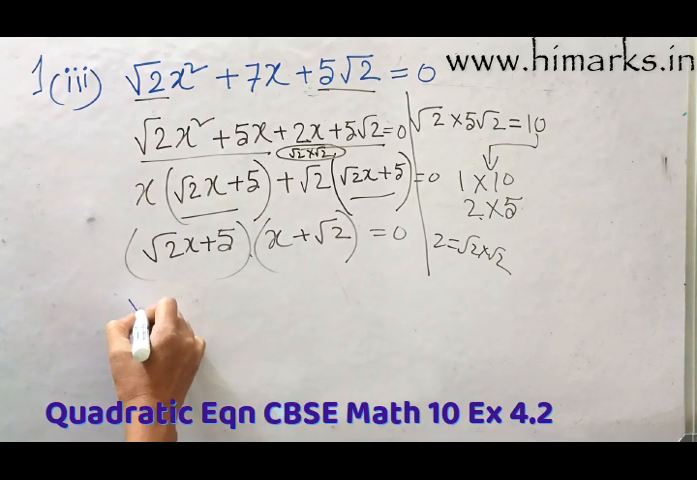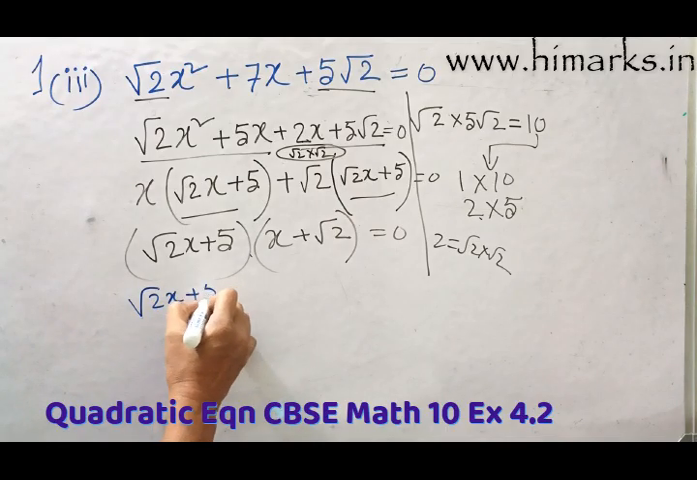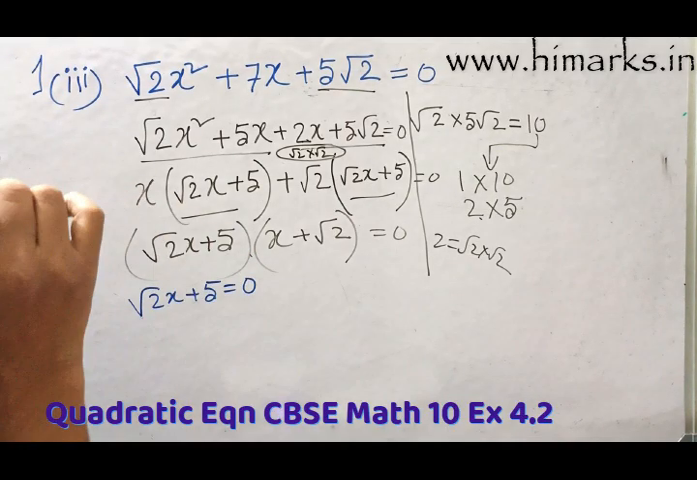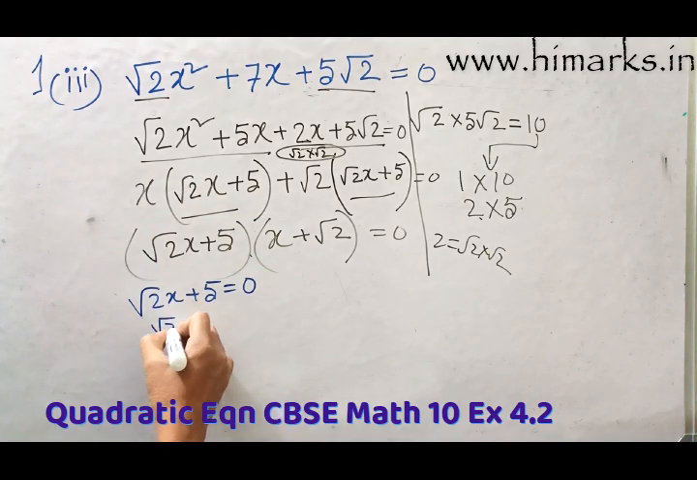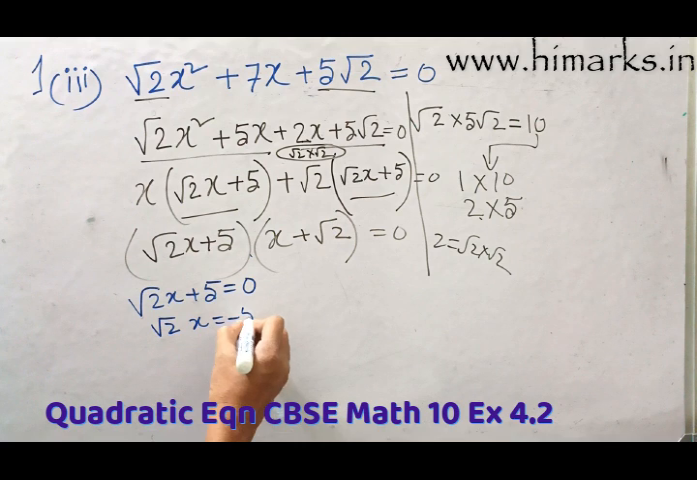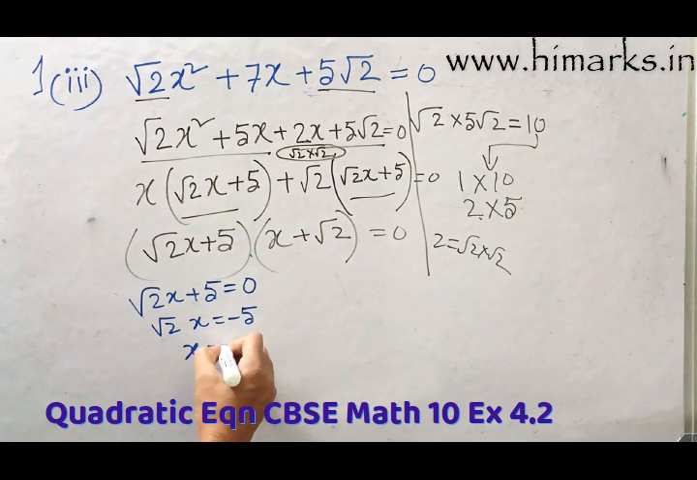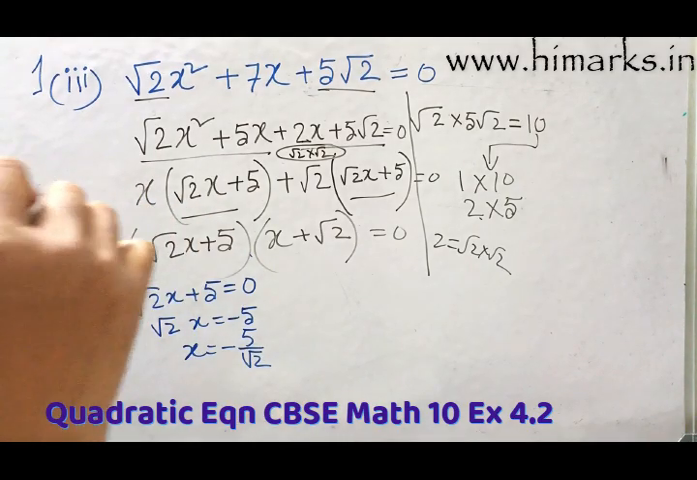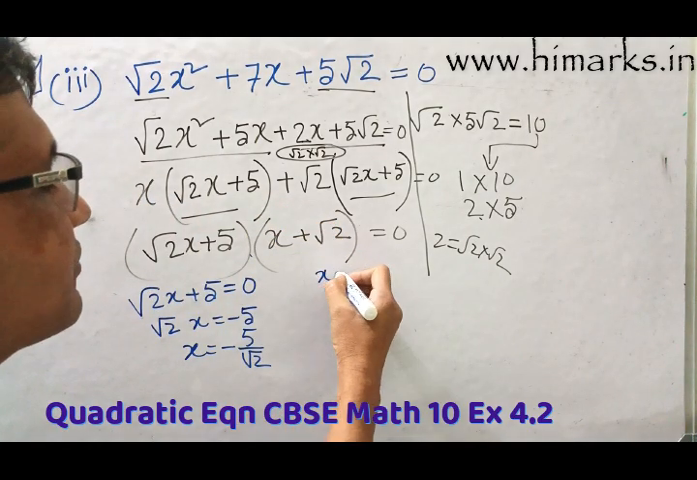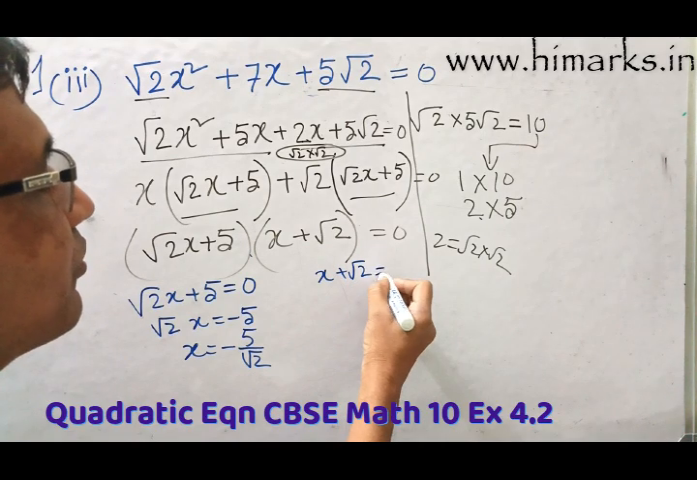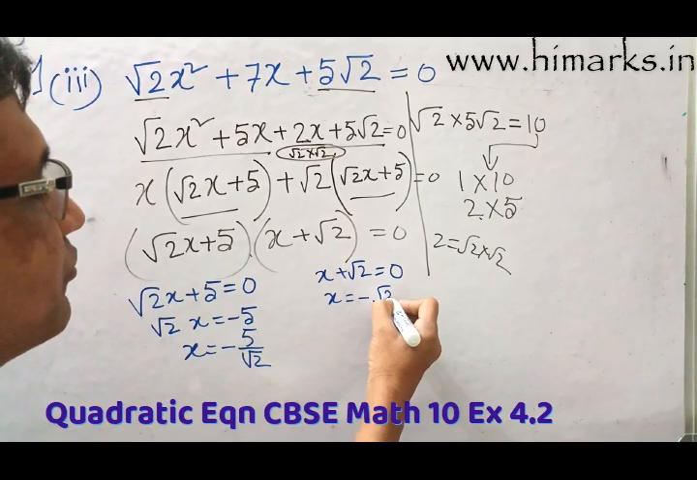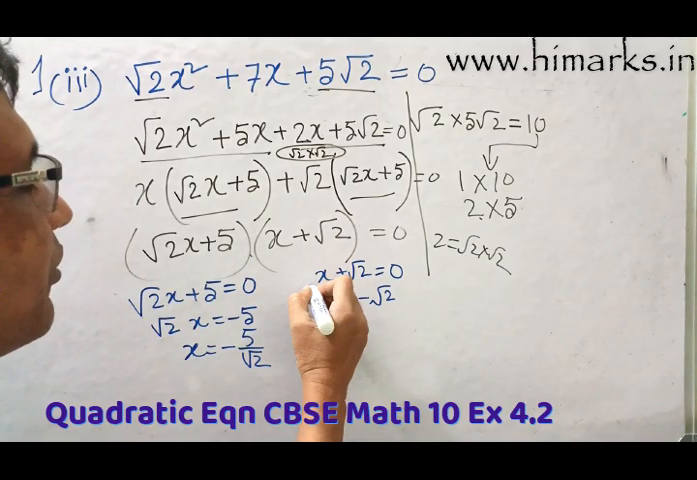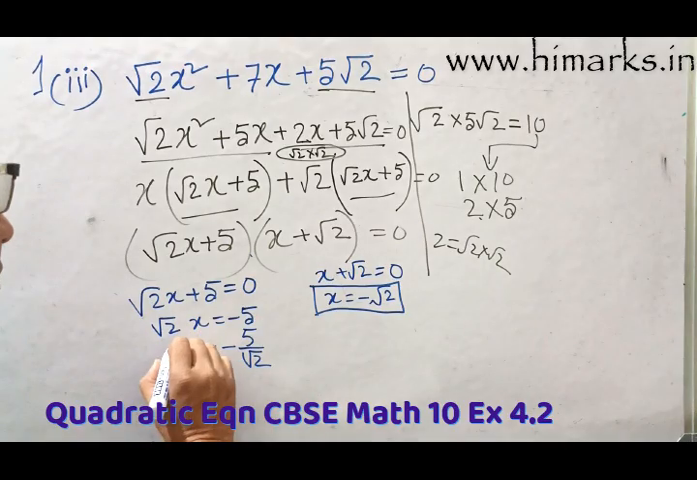That means individually root 2x plus 5 can be 0. So that gives root 2x equal to minus 5. x is minus 5 by root 2. This is one solution. Second one is x plus root 2 equal to 0. So x equal to minus root 2. So one root is this one, another root is this one.